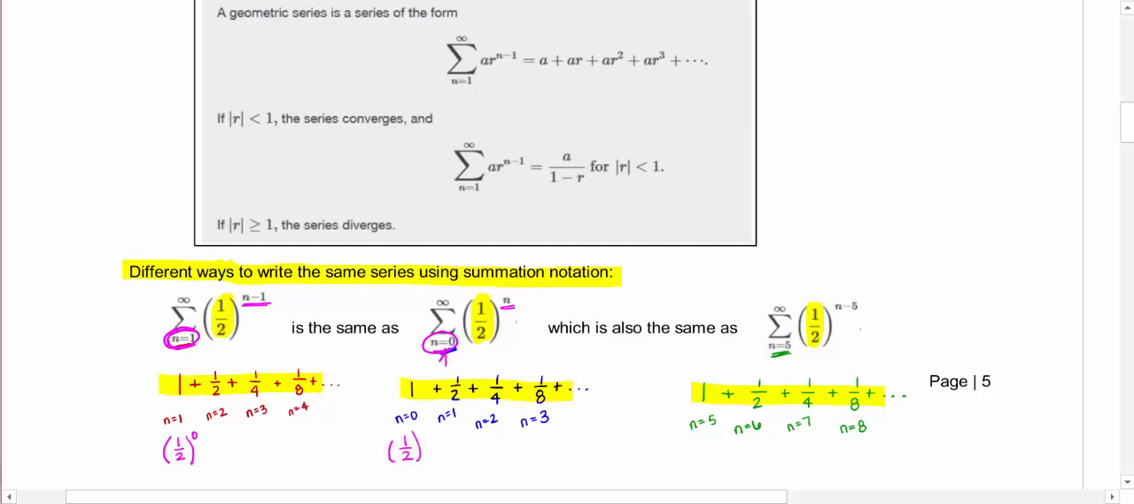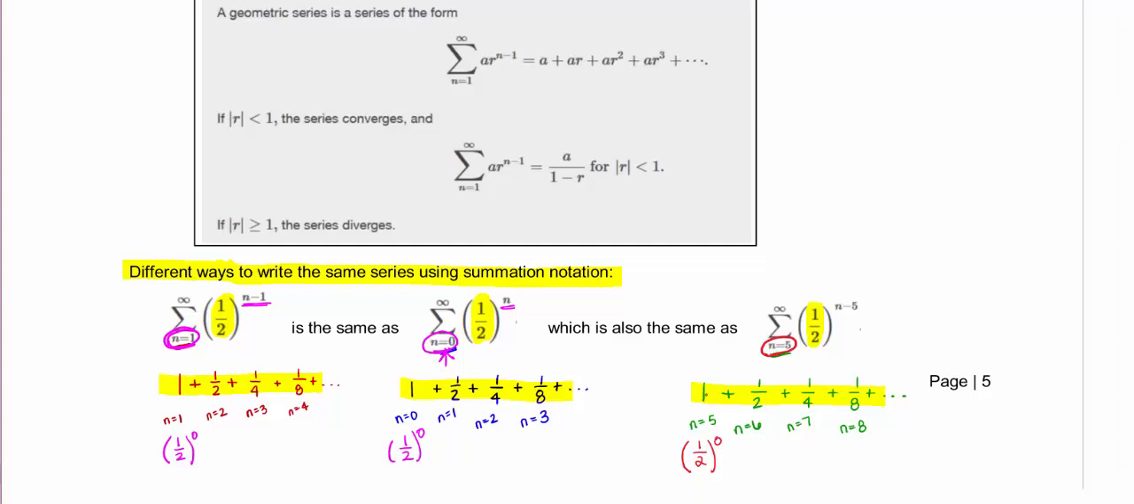Well, n starts at 0. So 1/2 to the 0, which is 1. Now, like I said, we don't have to start at 0 or 1. This last interpretation, or the way they wrote it here, starts at n equals 5. Okay, fine, but my first term is still this 1/2 to the n minus 5. 5 minus 5 is 0, and so my first term is still 1.